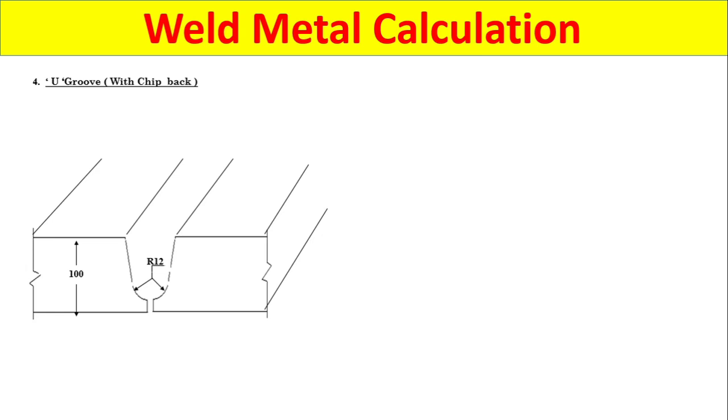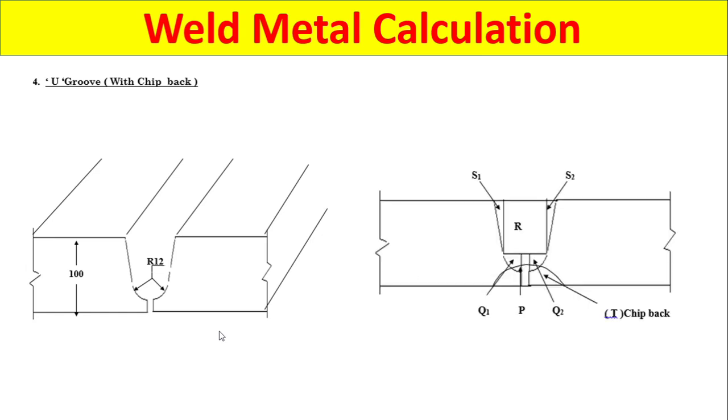Now U groove with chip back. This is the radius, you understand the radius here is 12. This is the 100 mm thickness of the plate. Now how will it be calculated? This is also 3 sections: Q1, P, Q2, S1, S2 and R. This is 1, 2, 3, 4, 5. 5 sections are there and 6 sections are there. So you have to get the volume, or the weight, for each section.